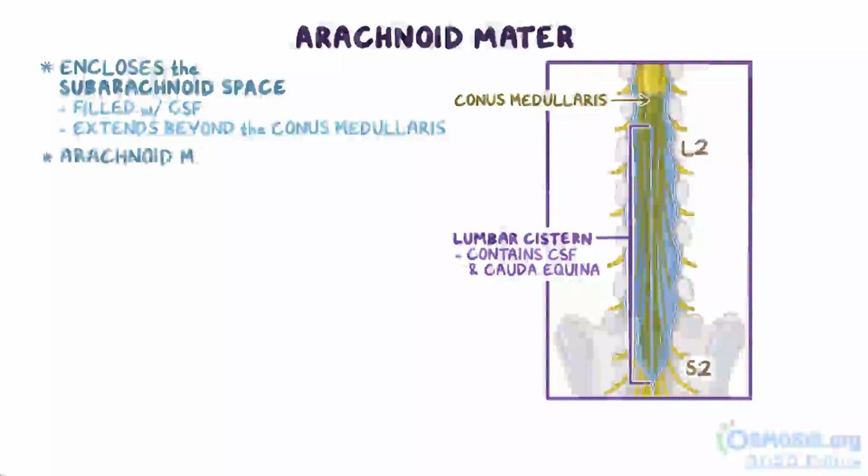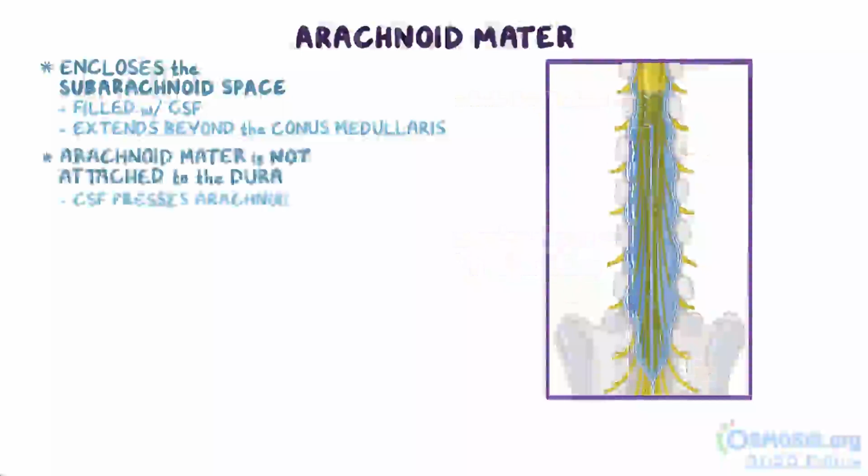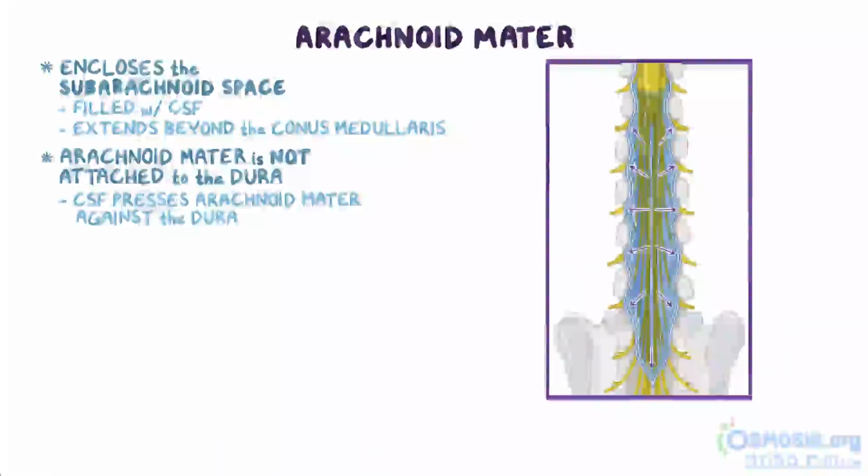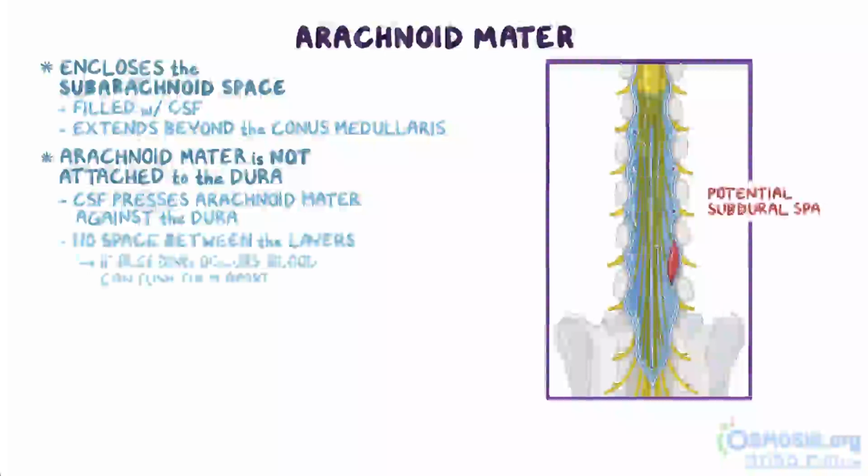Now, the arachnoid mater is not actually attached to the dura, but rather the CSF within the subarachnoid space presses the arachnoid mater against the dura. Usually, there is no space between the two layers. However, if bleeding occurs, then blood can push them apart, creating a potential subdural space.